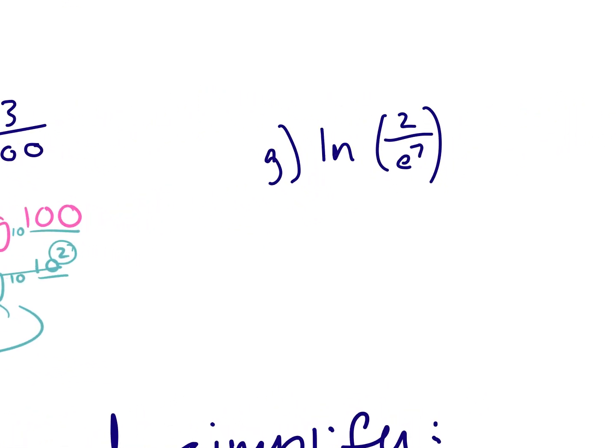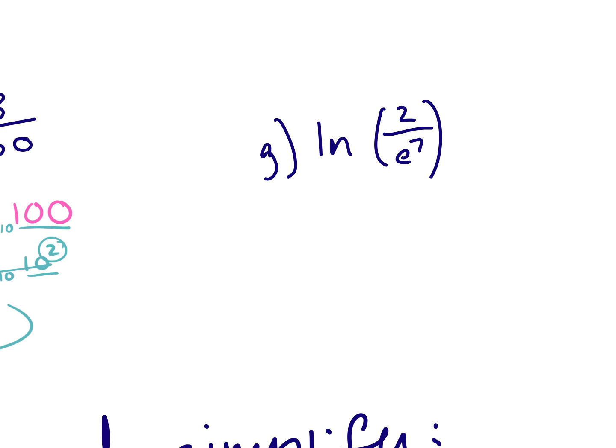And let's look at G. So here again we have division, so that means that we're going to subtract. We have the ln of 2 minus the ln of e to the 7th power. Can we simplify this anymore? Ln of e is going to cancel, so we're left with ln of 2 minus what? 7. Awesome.